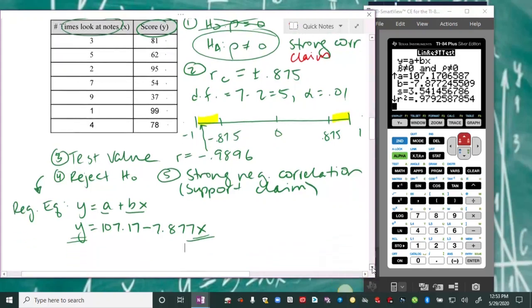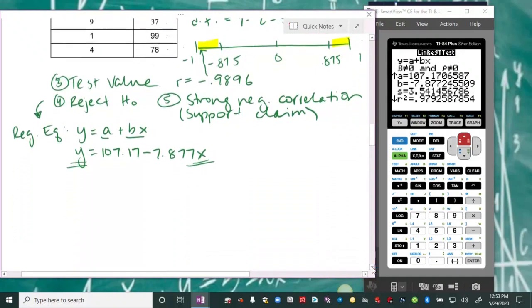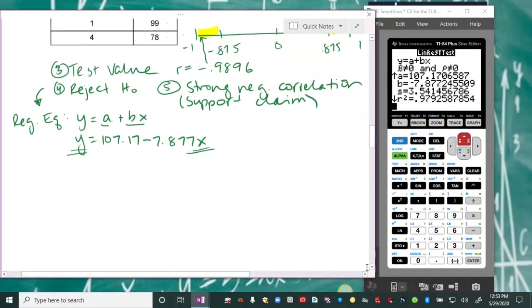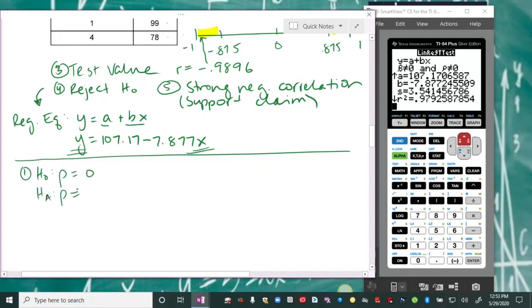I'm going to do this test one more time. I want to do this test using the p-value. We actually have pretty much everything we need from the calculator. But I want to do this with the p-value. I'm going to go ahead and start again with my same hypotheses. Rho equals 0, or rho does not equal 0. Step number 2 now is my p-value. Remember, I'm expecting to reject this one.